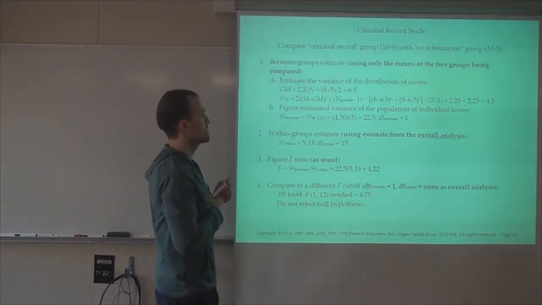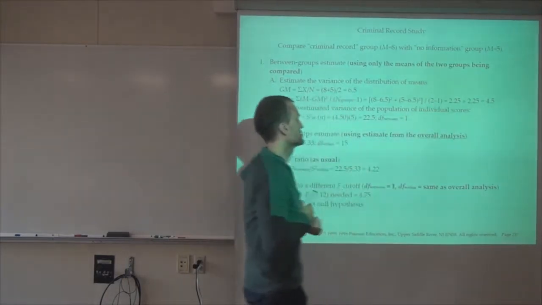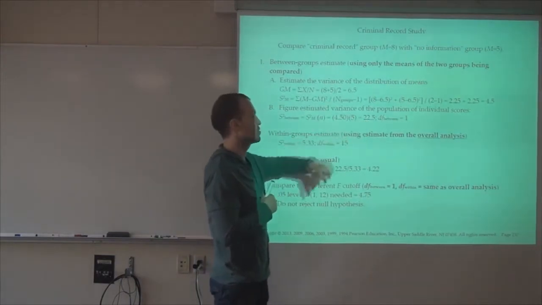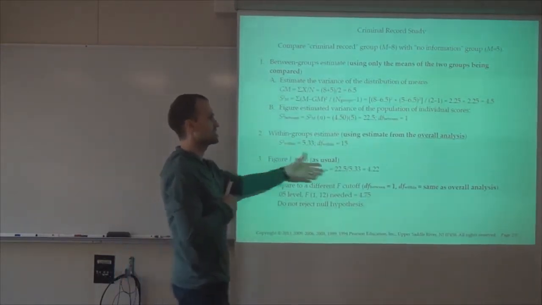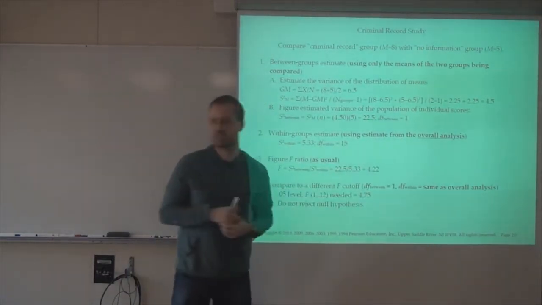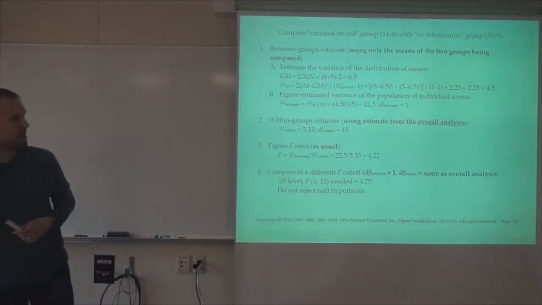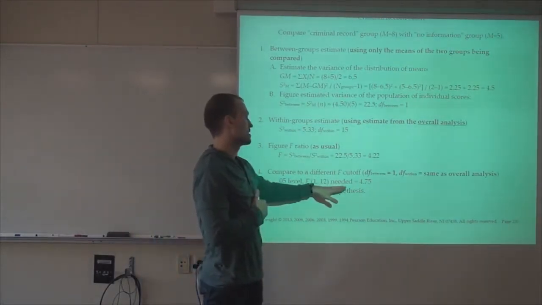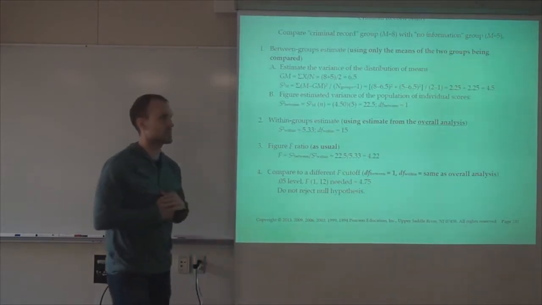Get a new grand mean. The number of groups is 2 minus 1. And then I get a between groups estimate of 22.5. The within groups estimate is the same. F ratio 4.22. Different cutoff of 4.75. And it turns out that that is not very significant. It's not extreme enough compared to my cutoff, so I do not reject the null hypothesis.